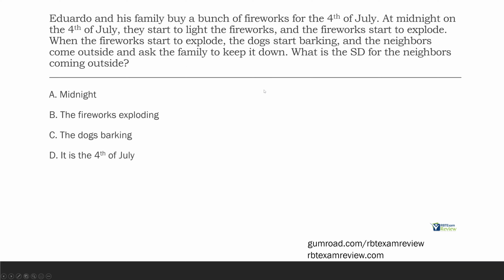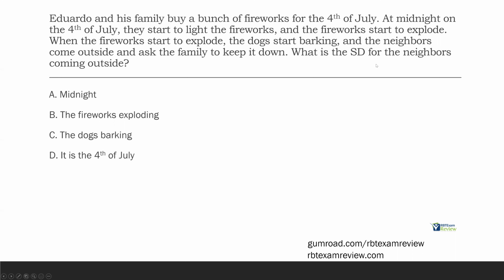When determining SDs, what are we looking for? Well, we know SDs are antecedents, so they're occurring right before the response of interest. In this case, our response of interest is the neighbors coming outside. So what we need to identify is what led to the neighbors coming outside, right? What was the cue, or not the cue, but the instruction or the SD or the antecedent to the neighbors coming outside? So midnight, the fireworks exploding, the dogs barking, or it is the 4th of July.